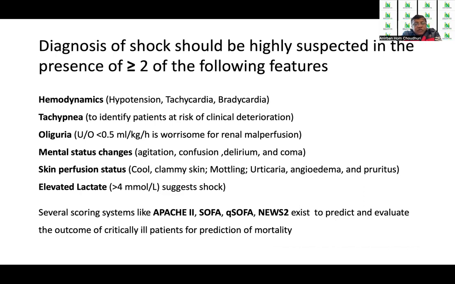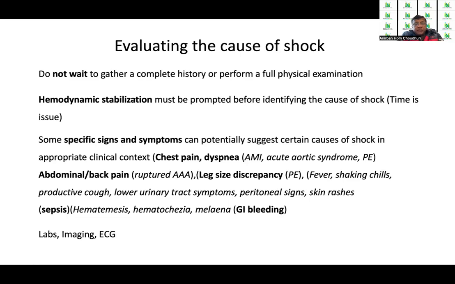Now, diagnosis of shock should be highly suspected in the presence of more than two of these features. That is, in hemodynamics, if it is altered: hypotension, tachycardia or bradycardia, tachypnea, to identify patients at risk of clinical deterioration. If there is oliguria, that is urine output of less than 0.5 mL per kg per hour, it is worrisome. Mental status changes: agitation, confusion, delirium, etc. Skin perfusion status: cold, clammy skin, mottling, urticaria, etc., or elevated lactate, which suggests shock. And there are several scoring systems like APACHE II, SOFA, qSOFA, NEWS2 that can predict and evaluate the outcome of critically ill patients for prediction of mortality.